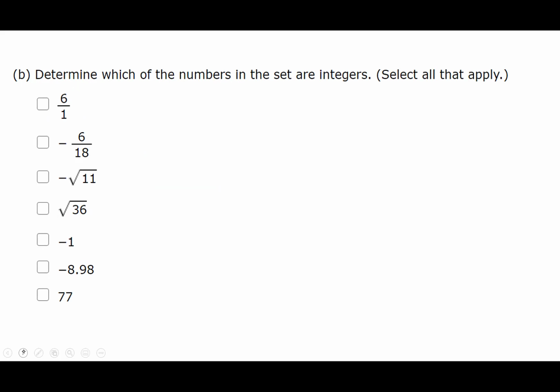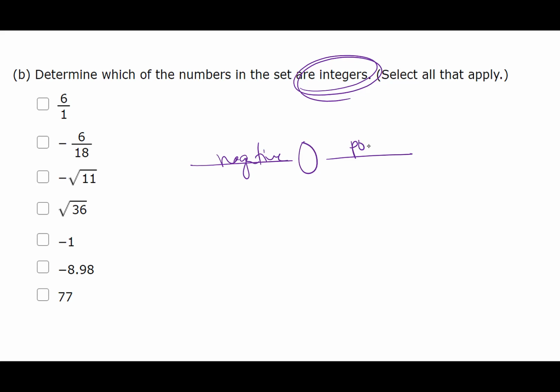Okay, next question. Determine which of the numbers are in the set of integers. Think about integers. It's all of your negative numbers, and 0, and all of your positive numbers. Really sloppy, I'm sorry. Okay, so go back to the same list of numbers. 6 over 1 simplifies to positive 6, so yep, that's an integer. Negative 6 over 18 still simplifies to negative 1/3, which is not an integer.